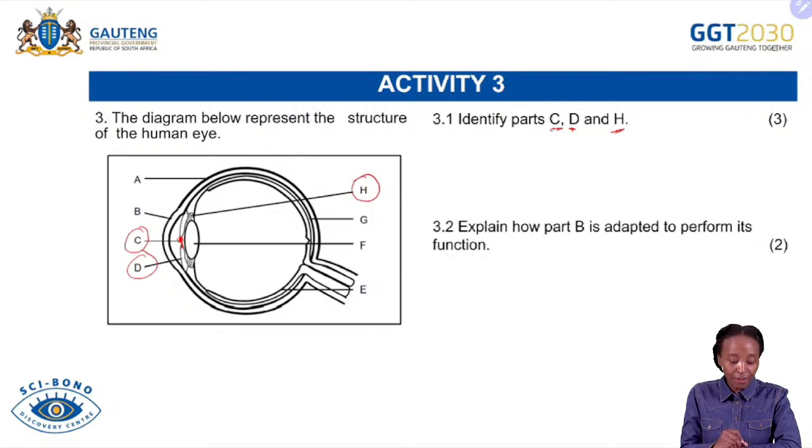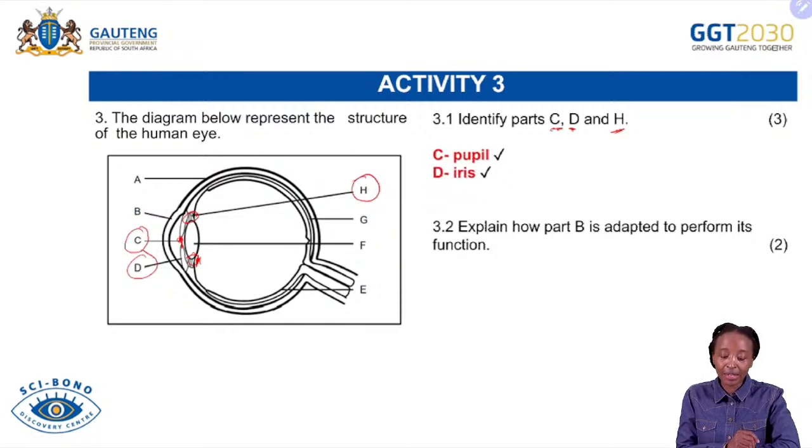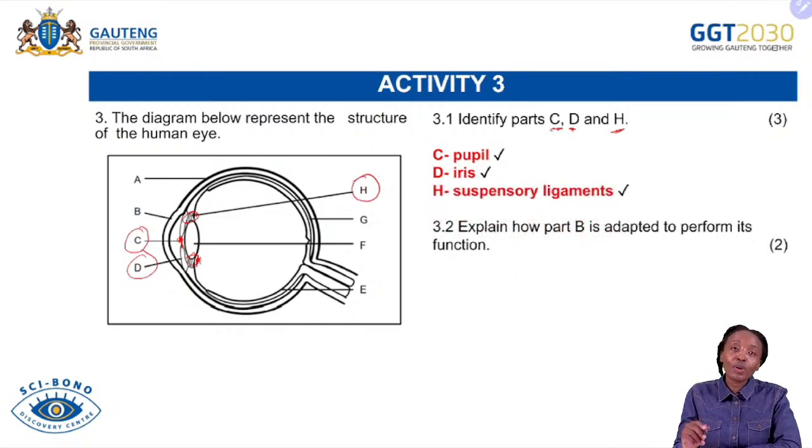Then the other label is pointing at H. H is what holds the lens, what alters the shape of the lens. This is what H is pointing at. And this is what we call the suspensory ligament. So let's look at the answers. C is the pupil, D is the iris, and H is the suspensory ligaments. So here, because we are not asked to give the part and the function, and the name, only the part we asked, so it's 3 marks.